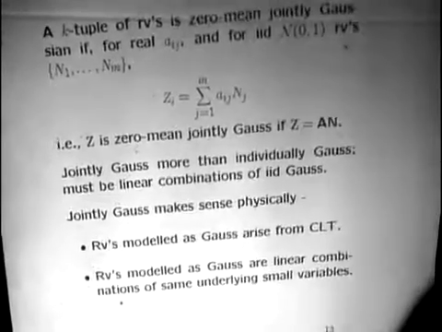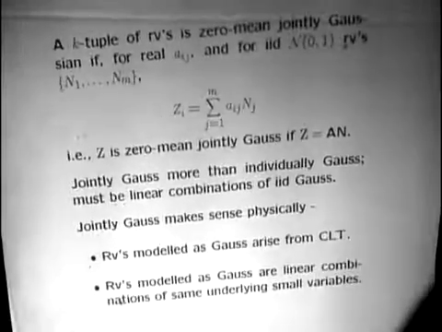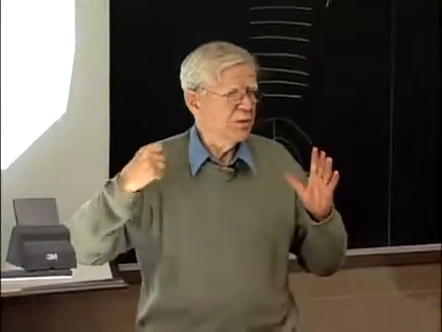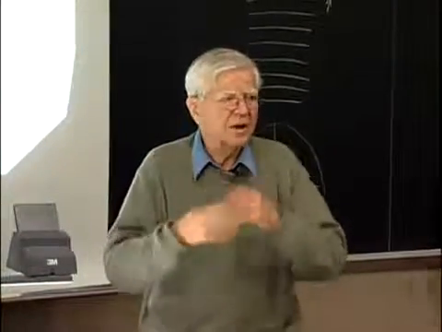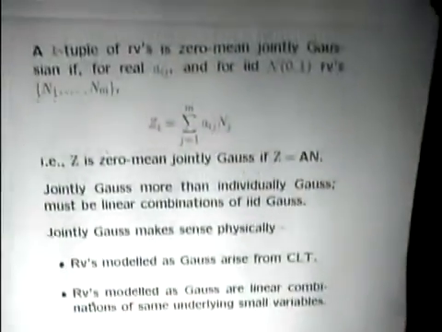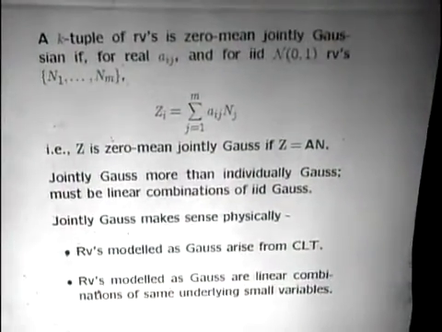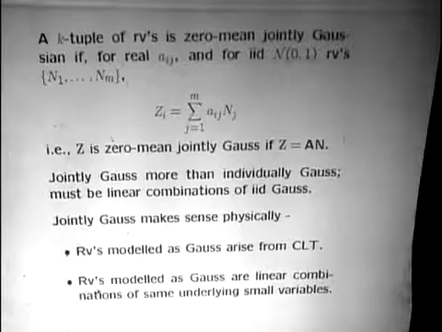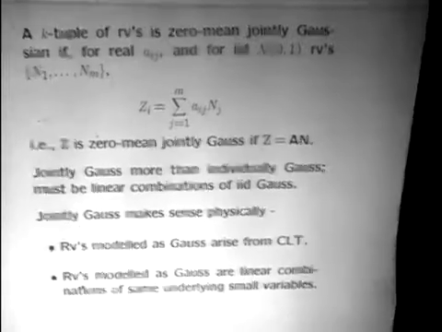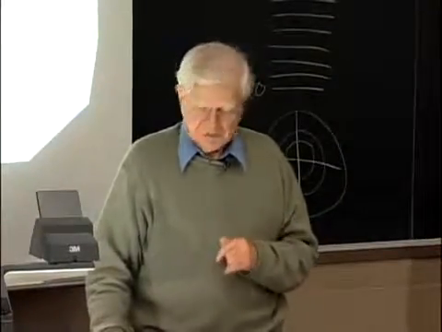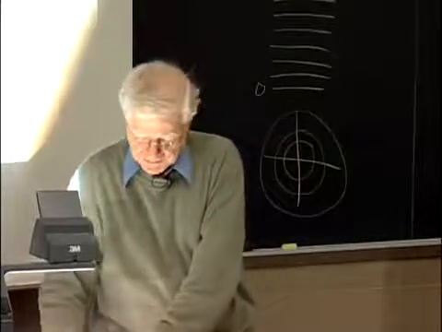In other words, jointly Gaussian does not mean that Z1 is Gaussian, Z2 is Gaussian, up to Zk being Gaussian. It means much more than that. It means that all of them are linear combinations of some underlying set of independent random variables. In the homework that was passed out this time, you will look at 2 different ways of generating a pair of random variables which are each Gaussian, but which are not jointly Gaussian, which you can't view in this way.